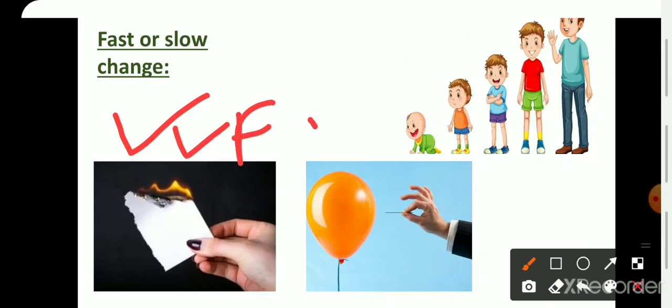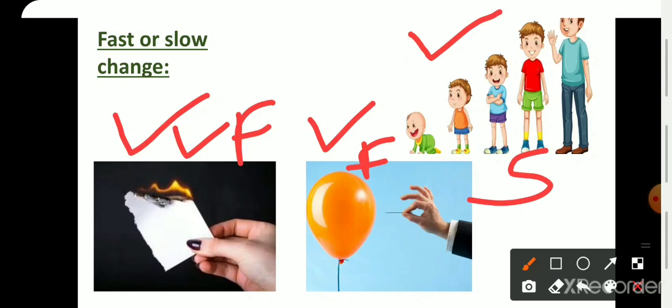Now the second picture shows the bursting of a balloon. So is it a slow change or a fast change? Yes, exactly, it is also a fast change. Now the third picture shows the growth of a child. So is growth of a child a slow change or a fast change? Exactly, it is a slow change.